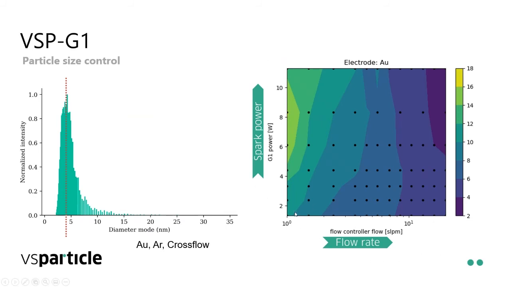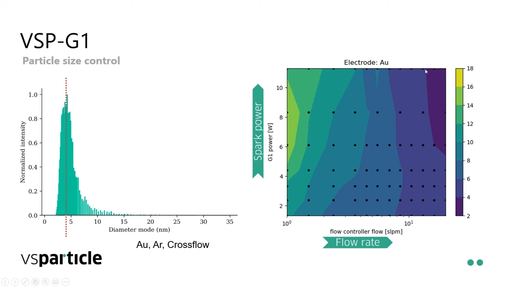So what we see here is if you take, for example, a flow here, and you start increasing your power, you will slowly go to bigger and bigger particle sizes. And in the same way, if you start reducing your flow rate, you also go to bigger and bigger particle sizes. So if you want the smallest particles, you tend to go to a low power and a high flow rate. In the case of gold, you'll see it's actually the smallest particle sizes you could get even at higher powers.